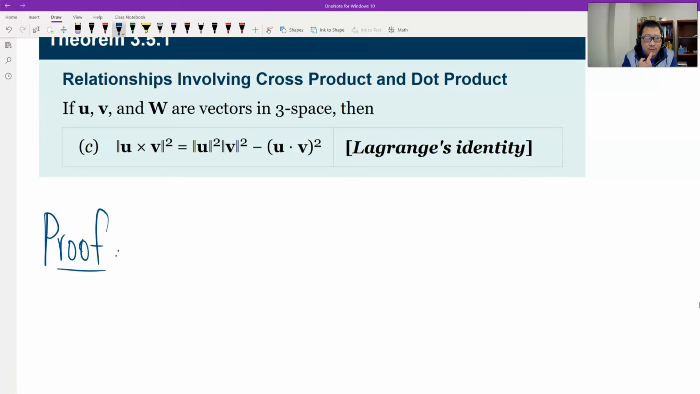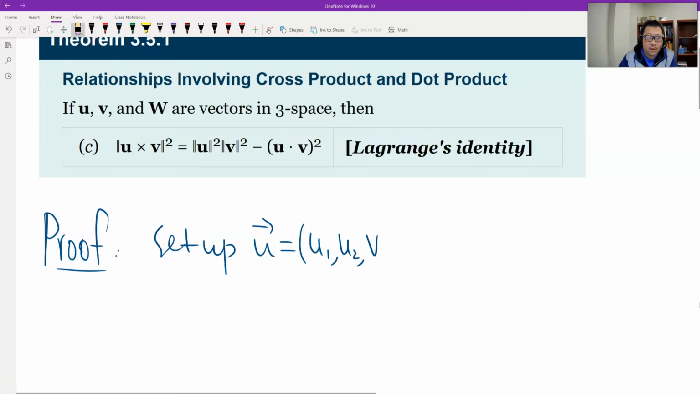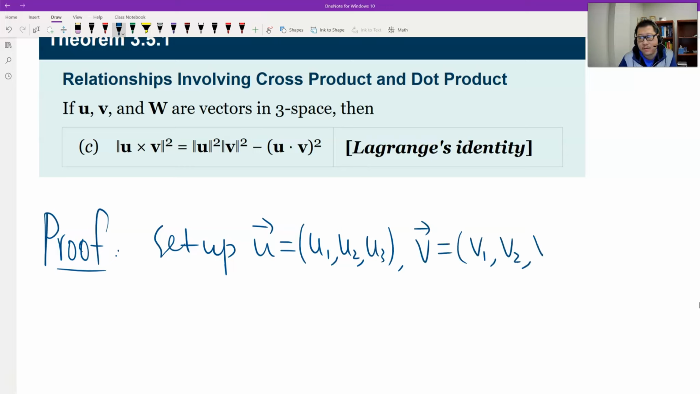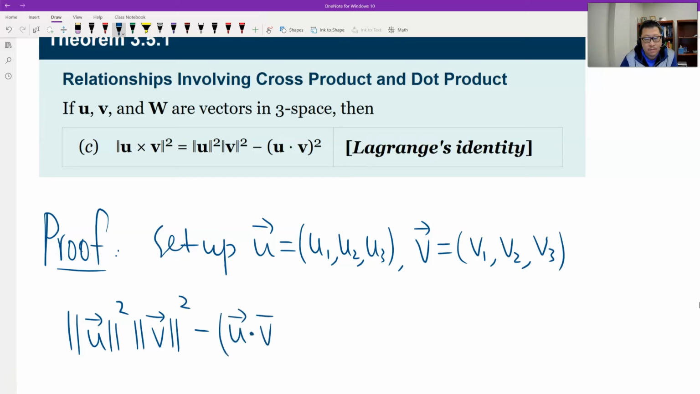So let's set up. We need to set up U as U1, U2, U3, and V as V1, V2, V3. Then I can work on the right side. What is this? The norm of U squared times the norm of V squared minus the dot product squared. So we do the calculation.